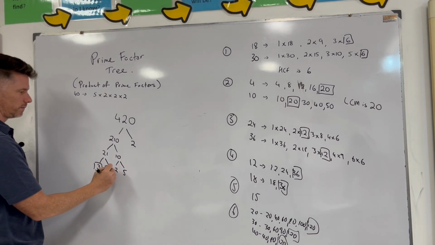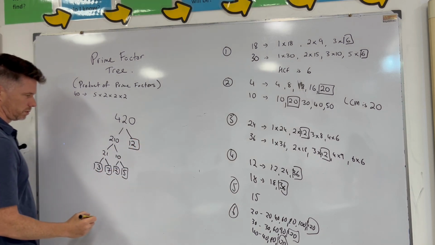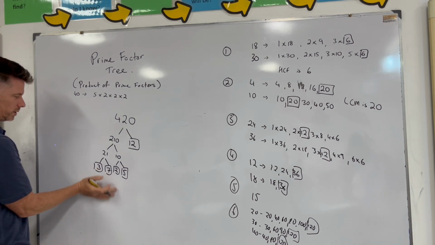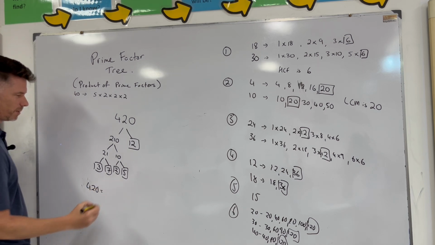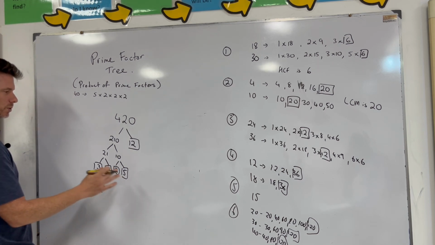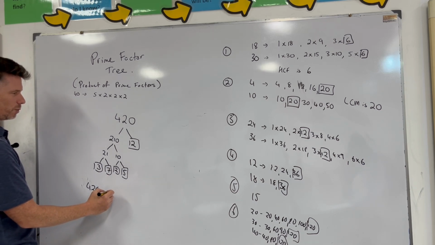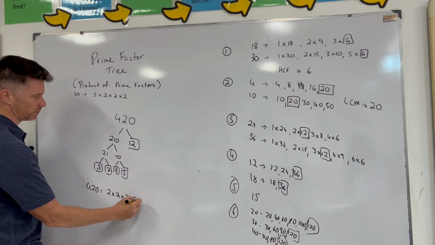3, 7, 2, 5, and 2. So if I was listing out, and the answer is 420, not 210. 420 can be formed by multiplying these numbers together. Are you convinced? Maybe. So how would I list them? Usually I go smallest to biggest or biggest to smallest. Let's go smallest first. 2 times 2 times 3 times 5 times 7.